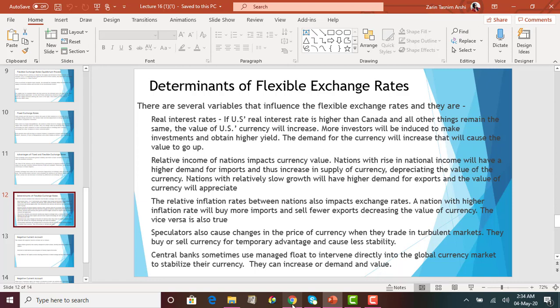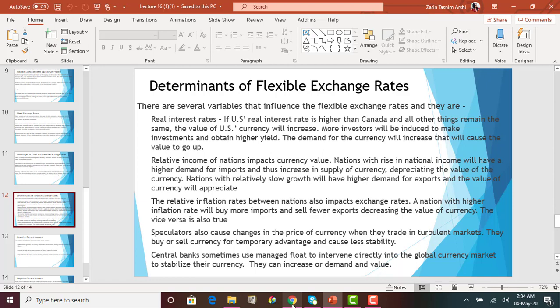Another thing that determines the flexible exchange rate is the relative income of nations or countries that impacts the value. So countries with higher national income will have a higher demand for imports, and thus an increase in the supply of currency, causing the currency value to depreciate. On the other hand, nations with relatively slow growth, those countries that have stagnant growth, will probably have low imports and they will have higher demand for exports.